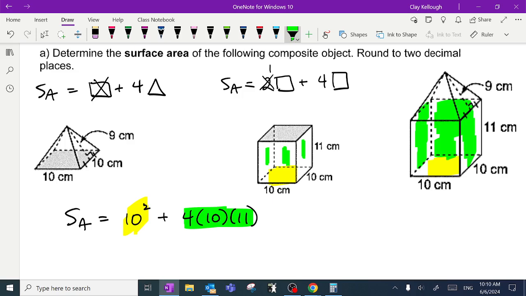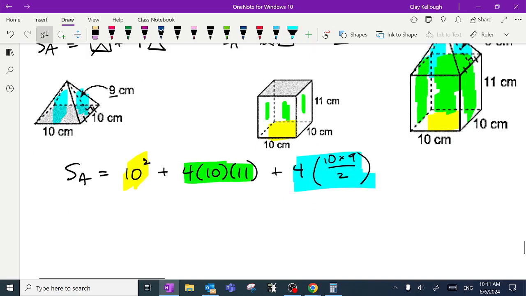Then I have 4 triangles. So I have 4 times base times height, which is 10 times, they give me a height of 9, divided by 2. And that takes care of these triangles. And now I'm ready to calculate.